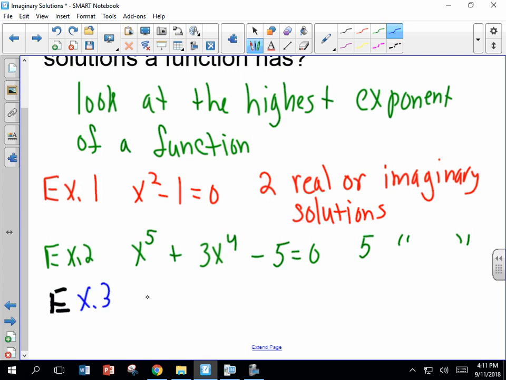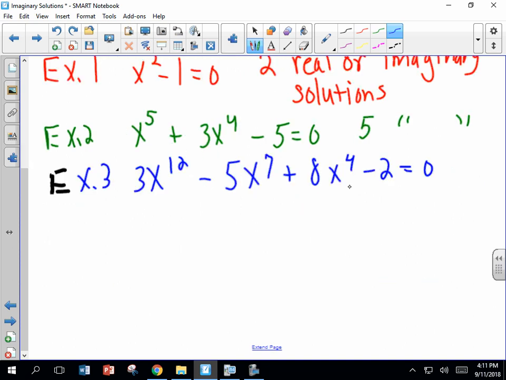One more, we'll do x to the 12th, 3x to the 12th minus 5x to the 7th plus 8x to the 4th minus 2 equals 0. No matter what the function looks like, you're still just looking at what the highest exponent is. So the highest exponent here is 12. So you're going to have 12 real or imaginary solutions.